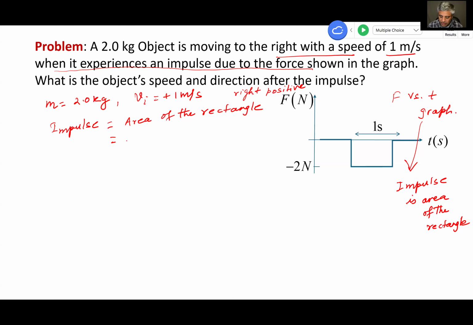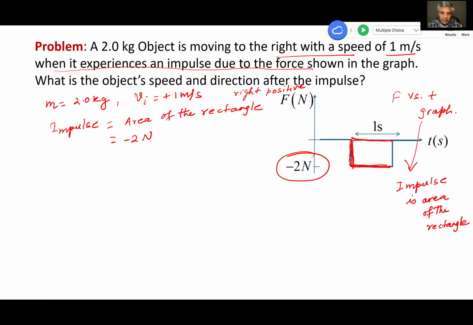So in this case, how much is the impulse? So this is the product of this times this, right? So let's write the 2 Newton, but remember it is on the left side, okay, the negative side. So that means we need to include that negative 2 Newton.